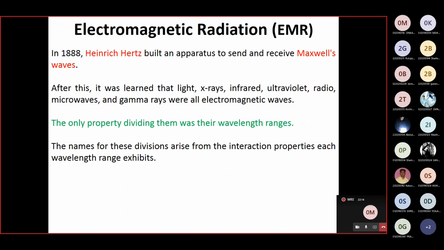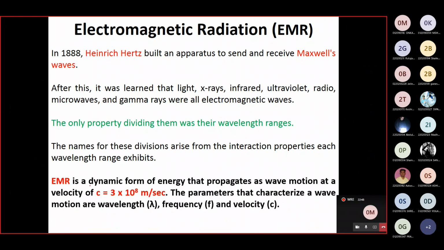So how are we able to differentiate these various types of waves? That depends completely on the property of their wavelength. There are various ranges of wavelengths which differentiate these various types of electromagnetic waves. The names of these divisions arise from the interaction properties that each wavelength range exhibits.